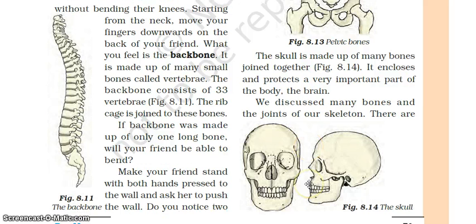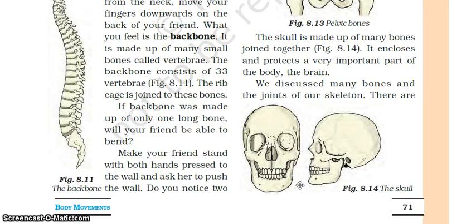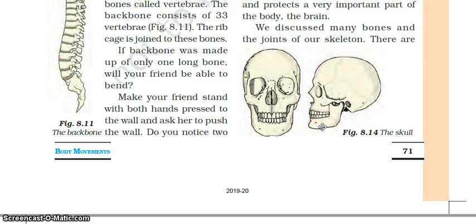Now let us move to our skull. This skull has two parts: the cranium, which protects our brain, and the facial bones. And the facial bones have the upper jaw and lower jaw. This lower jaw is movable and all the rest of the bones are fixed. Because of this lower jaw, we are able to talk or chew food.